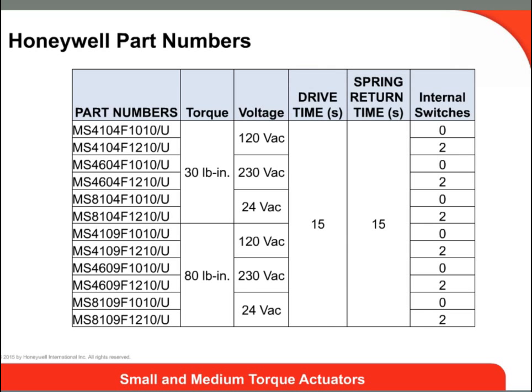Here are the part numbers for the small and medium torque actuators. The MS stands for motor spring return. The next number is a 4, so it is line volt. It would have been an 8 for 24 volt. The 04 means it has 30 inch-pounds of torque. The 09 ones have 80 inch-pounds. The F means it is a fire and smoke actuator. And the 10 in the last 4 numbers means it has no auxiliary switches. The 12 in the last 4 numbers means that it has 2 auxiliary switches.